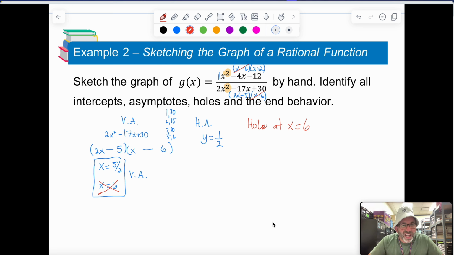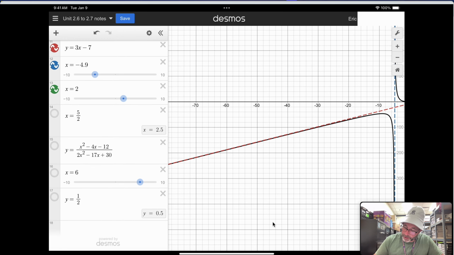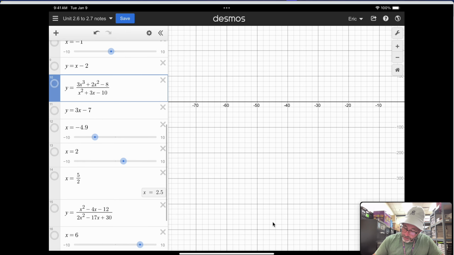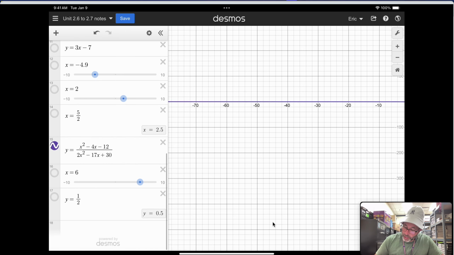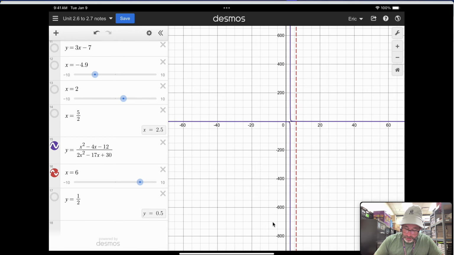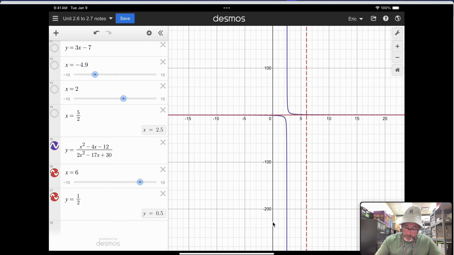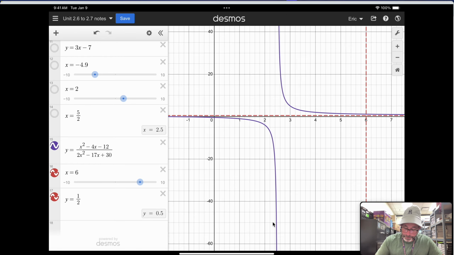What does that look like? Well, let's take a look at our picture here. Let's turn these previous ones off and look at this new one. We've got an asymptote at 6, and then we've got y is equal to 1/2. Now I'm going to zoom in on this so we can see a little bit better.